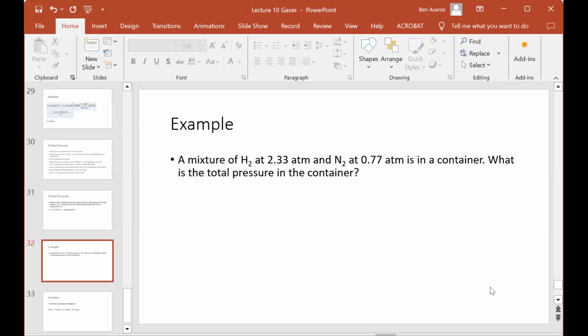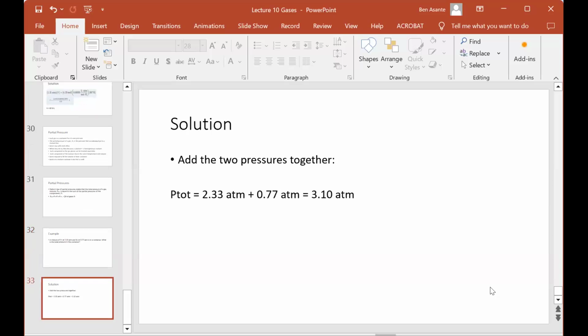All right. So let's use that for a mixture of helium at 2.33 atmosphere and nitrogen at 0.77 atmosphere in a container. What is the total pressure in the container? We just have to add them together, and that's it.